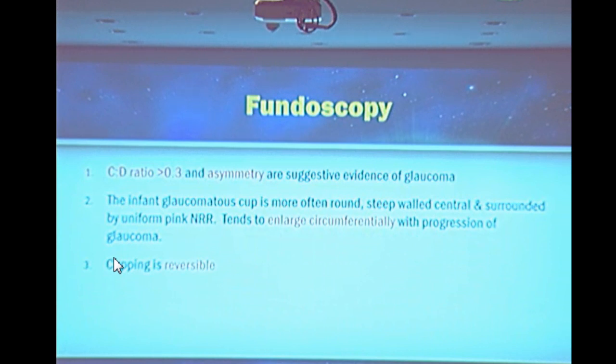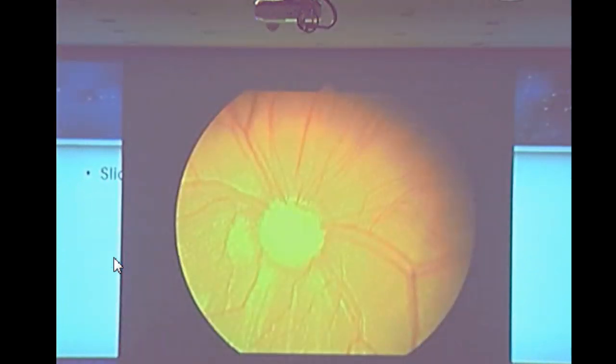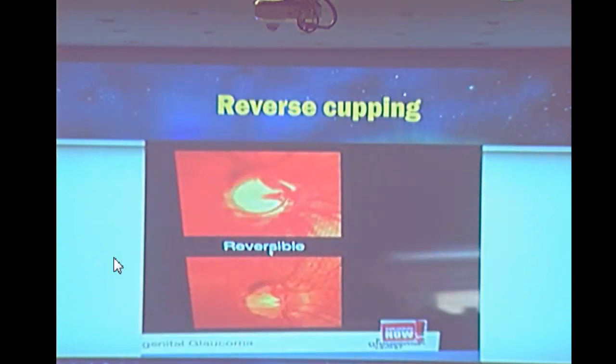Coming again, we need to remember in children, if you're able to reduce the pressure in appropriate time, the cupping can be reduced. This is one of our patients, but the media is not so clear. You can see the large cup, but it is round, not like an adult. And this I took from the internet, showing the same disc before normalization of the pressure and after. So reversal of the cup is the rule in children, especially when you remove the stretch over the scleral canal posteriorly, it will reverse the cup.